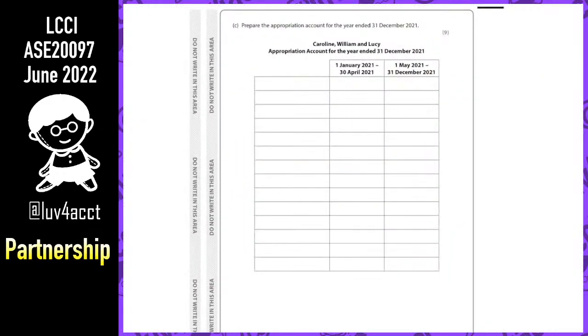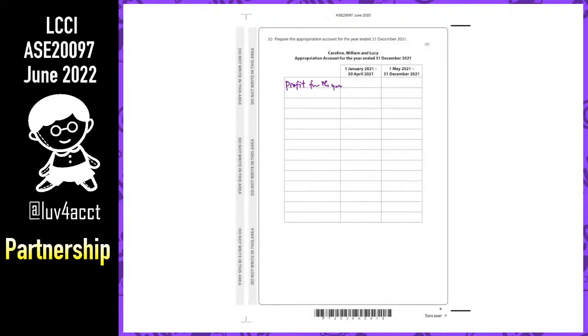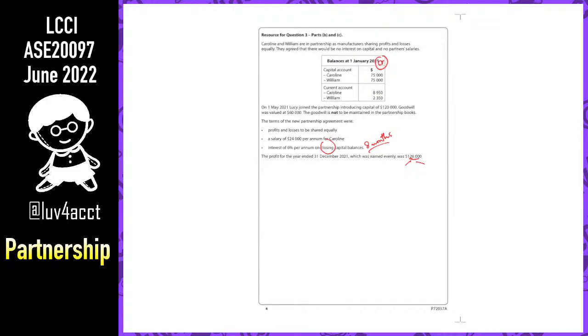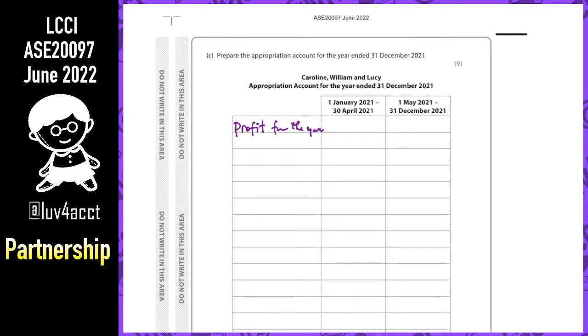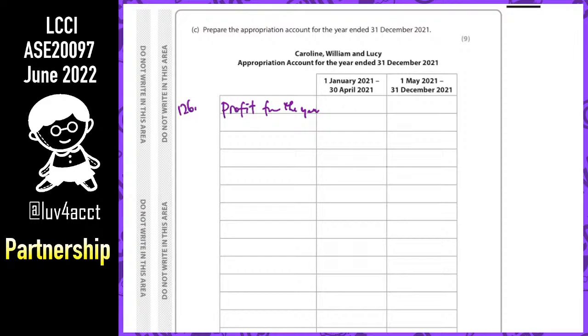So the capital after adjustment should be 100,000. So next thing, appropriation. It will start with profit for the year. Let me go back to the page where you are given the profit. 126,000. Let me change the pages first so that I won't have to go so far. 126. Let me write it down first.